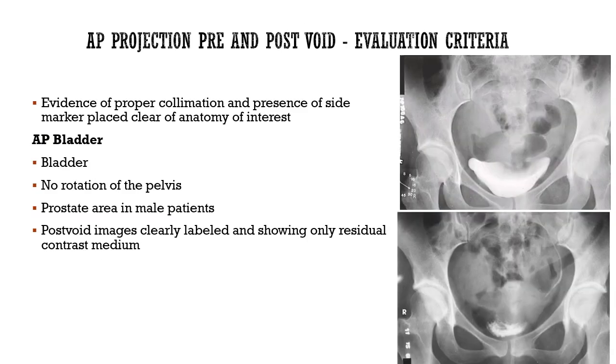So here's the pre and the post shown in this image, this slide here, showing the bladder, no rotation of the pelvis, the prostate area in the male, and the post-void images clearly labeled and showing only residual contrast medium.